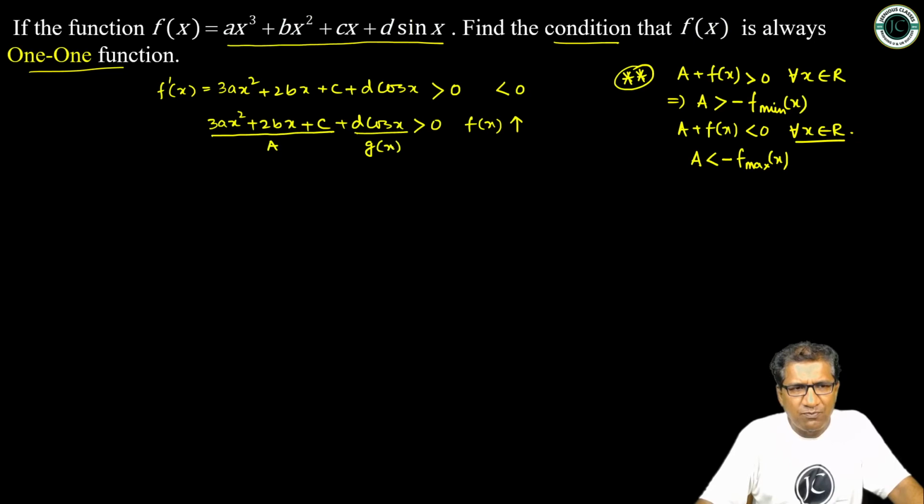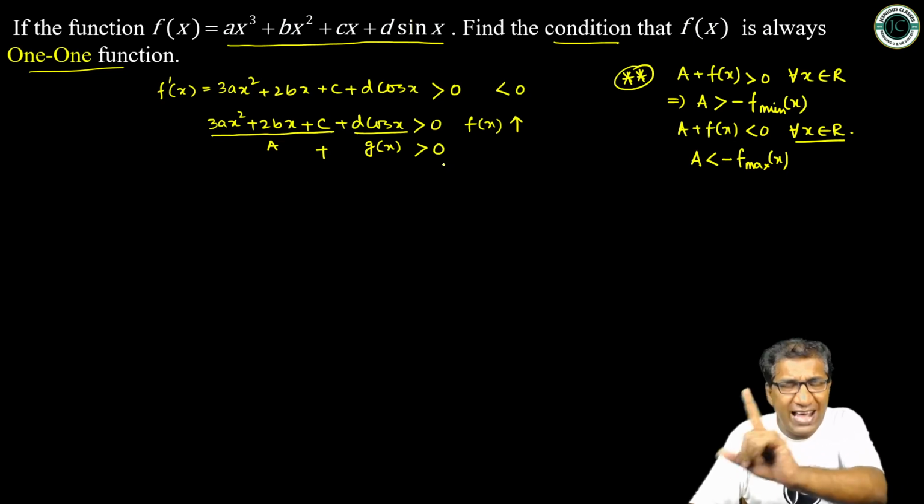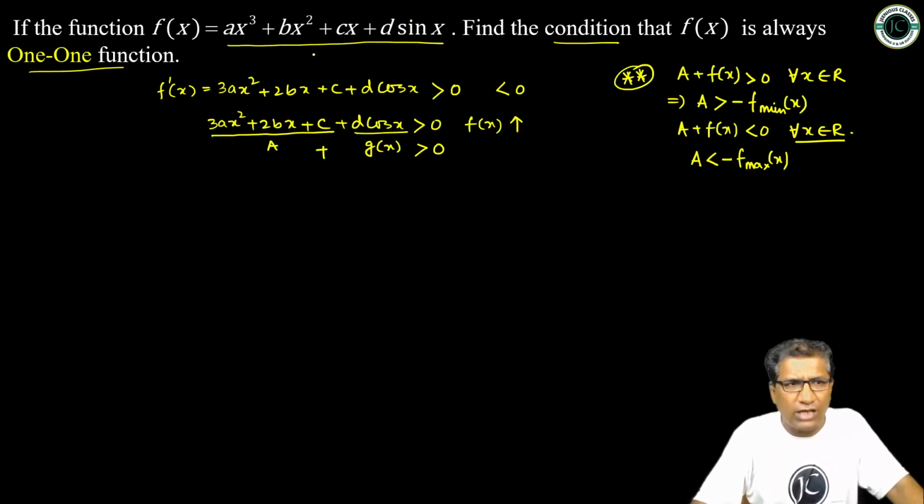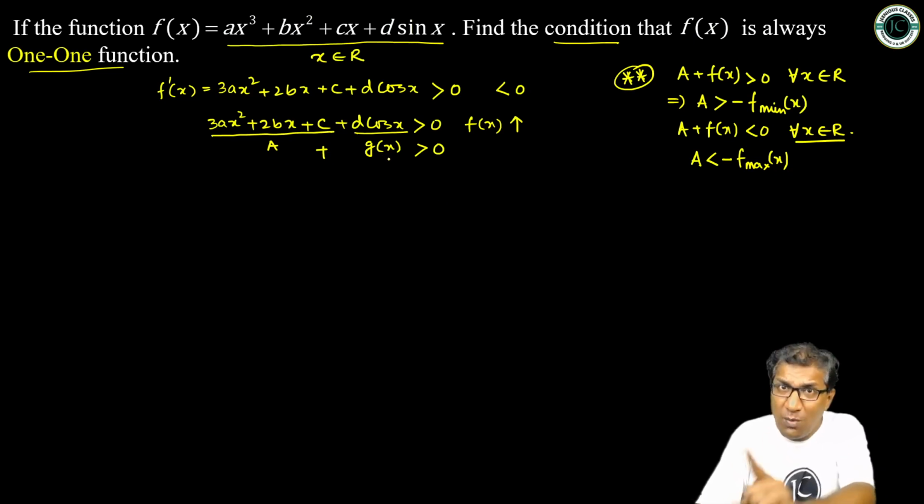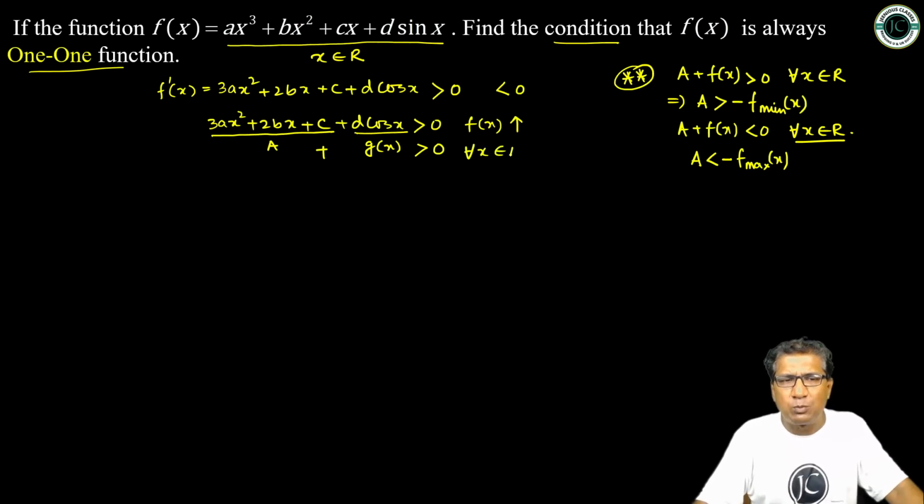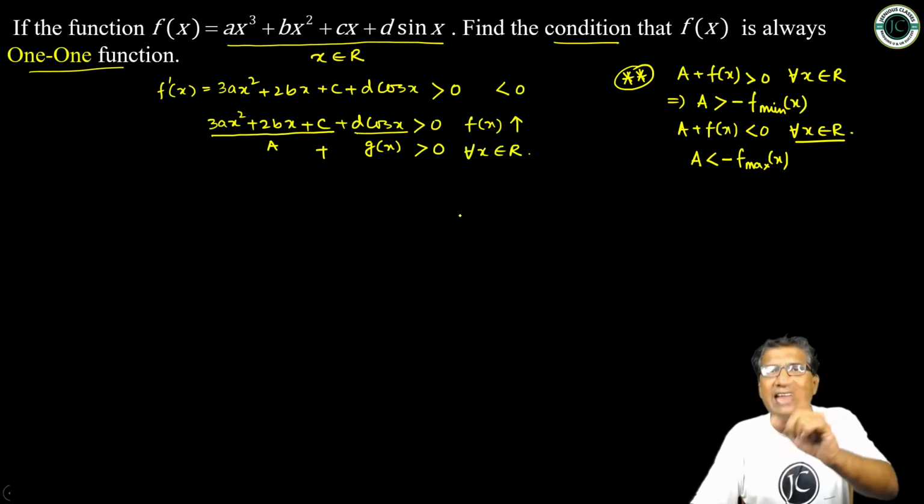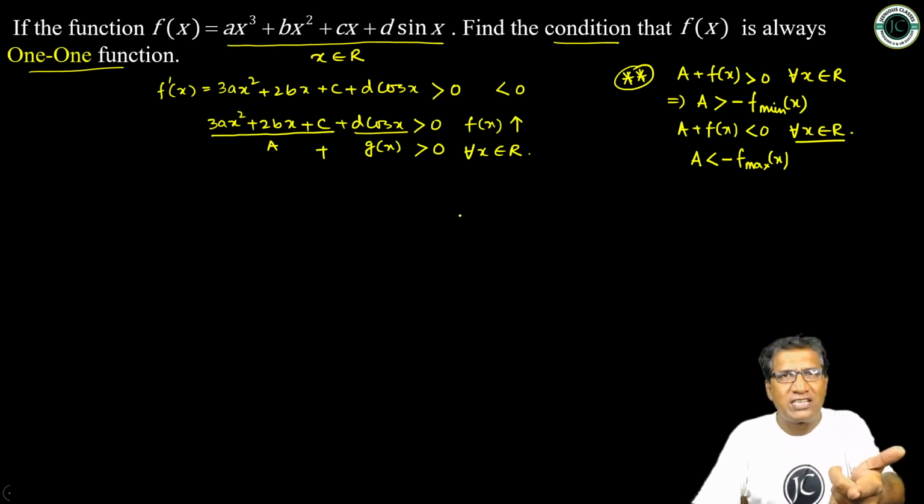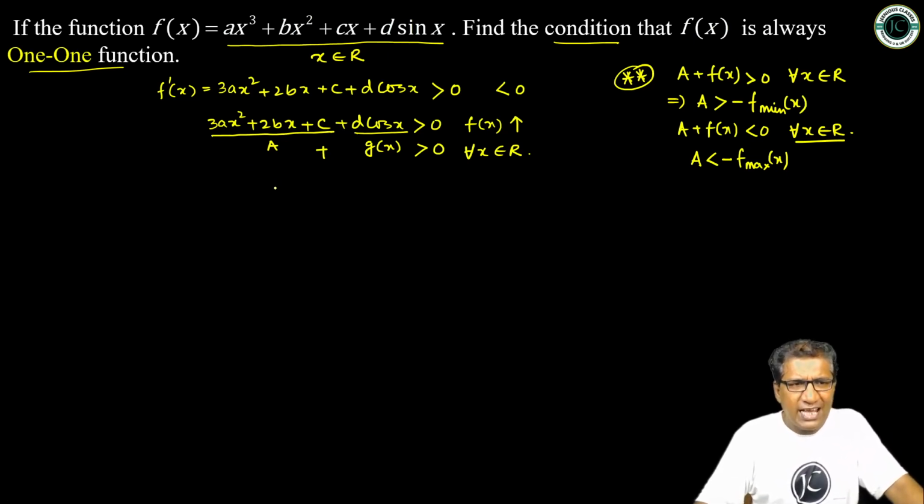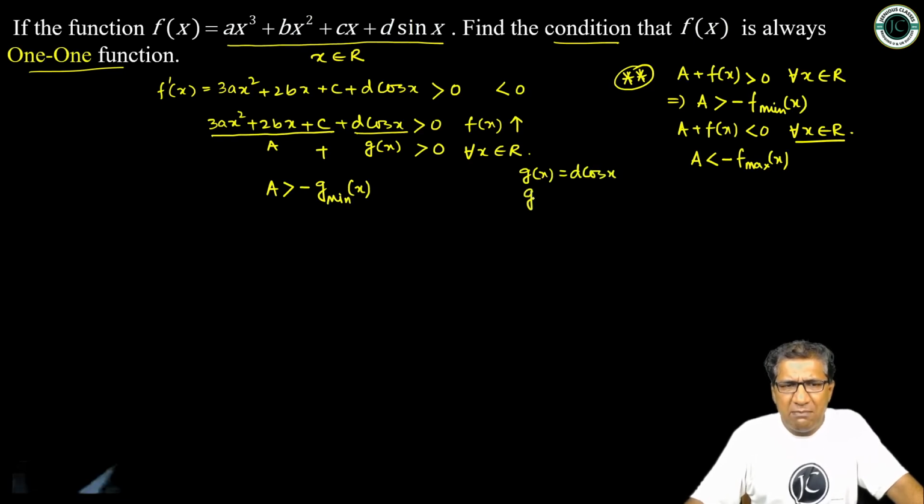So in this case, if I consider this thing as my a and this thing as my, let us say, g(x), what we are having is a plus g(x) is greater than 0. Now, बच्चों एक चीज देखो, what is the domain of this function? The domain is x belongs to any real value. So a plus g(x) will be always greater than 0 for all x belongs to real value to make it an increasing function. Then only it will be a 1-1 function, right? So in this case, we will write that a is greater than minus g of minimum value of x. Now, your g(x) is d cos x. But what is the minimum value of g(x)?